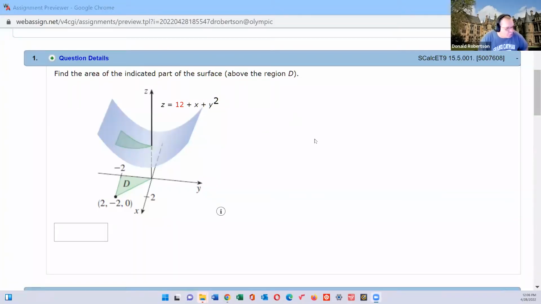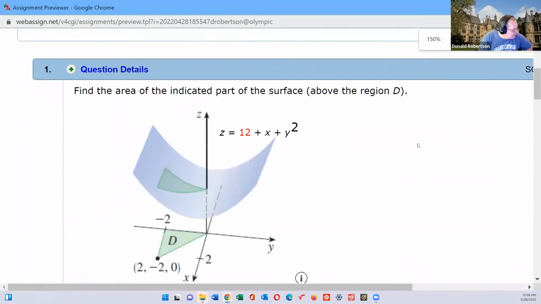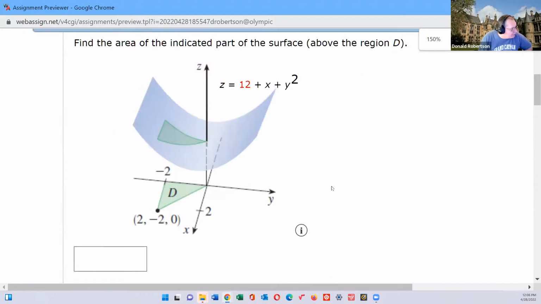Are you looking at question 1 right now? Can you see z equals 12 plus x plus y squared? Is that what you see? Okay, good. And maybe make it a little bit bigger. We have to find this surface area, this little guy here. And the function that we have is z equals, so I'm writing this down right now, z equals 12 plus x plus y squared. That is essentially your f of x, y.